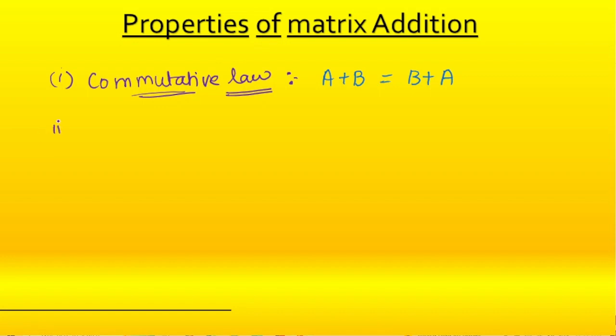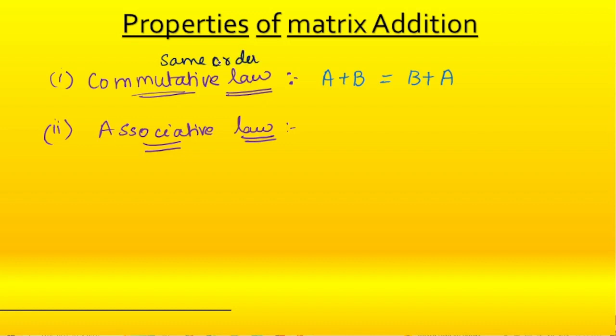Now next, second one is going to be associative law. What is all about associative law? Suppose you have three matrices A, B and C, all having the same order. Here also, in all the conditions, same order. The order of the matrices should be the same. In associative law, you are considering three matrices, and all the three matrices should have the same order.